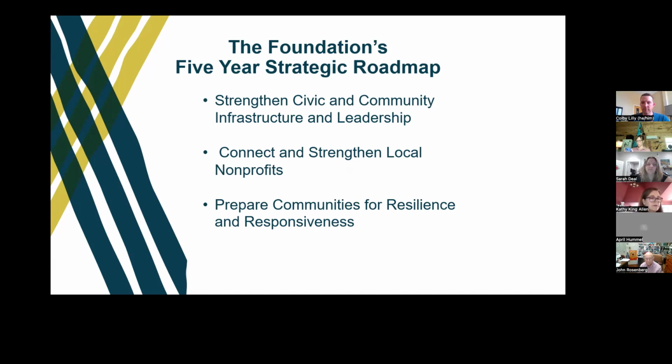Then our fifth one is connect and strengthen local nonprofits. Of course, the majority of our grants are for nonprofits. So we want to make sure that our communities are stronger and healthier, and we reduce poverty, we increase the quality of life in all the communities in Appalachian Kentucky, and improve culture and leadership and creative problem solving.